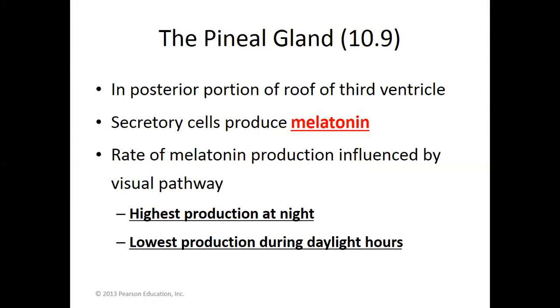The pineal gland, we won't spend much time on this, but it's a really small gland in the posterior portion, the roof of the third ventricle in the brain, and it produces melatonin. And basically melatonin production is influenced by the visual pathway. It's highest production at night, so melatonin production goes up when you turn out the lights, and lowest during daylight hours. So it has a circadian rhythm.